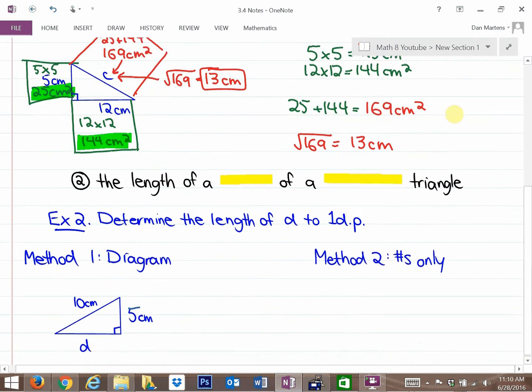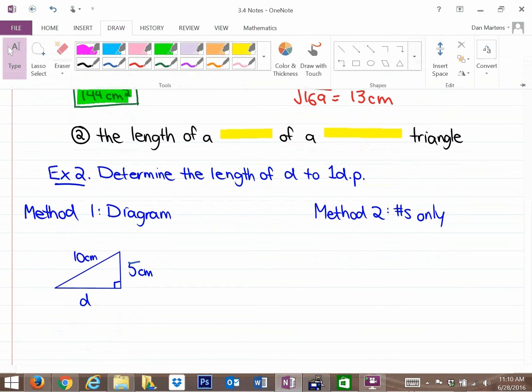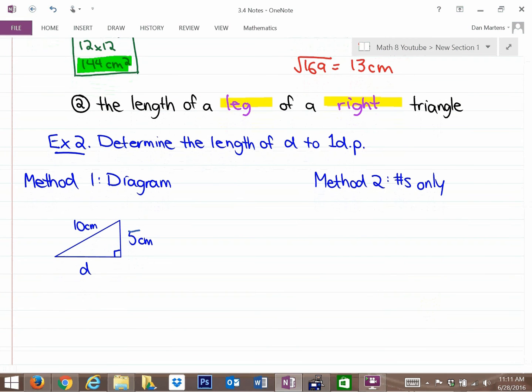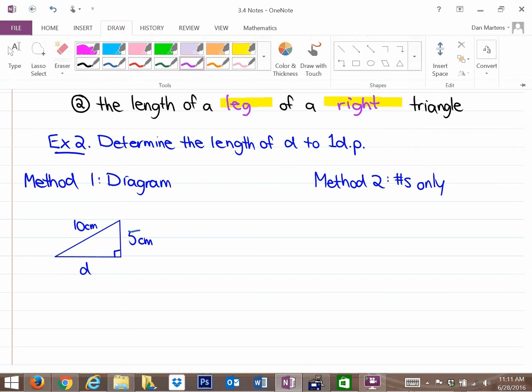Now the second scenario in this section is we can use the Pythagorean relationship to solve for the length of a leg, which is one of the shorter sides of a right triangle. In this question, it says determine the length of D to 1 decimal place. D is not the longest side of this right triangle. So in this particular case, there's one thing that's going to be different, but the answer is not 10 minus 5. The answer has to do with the areas of the squares on each side.